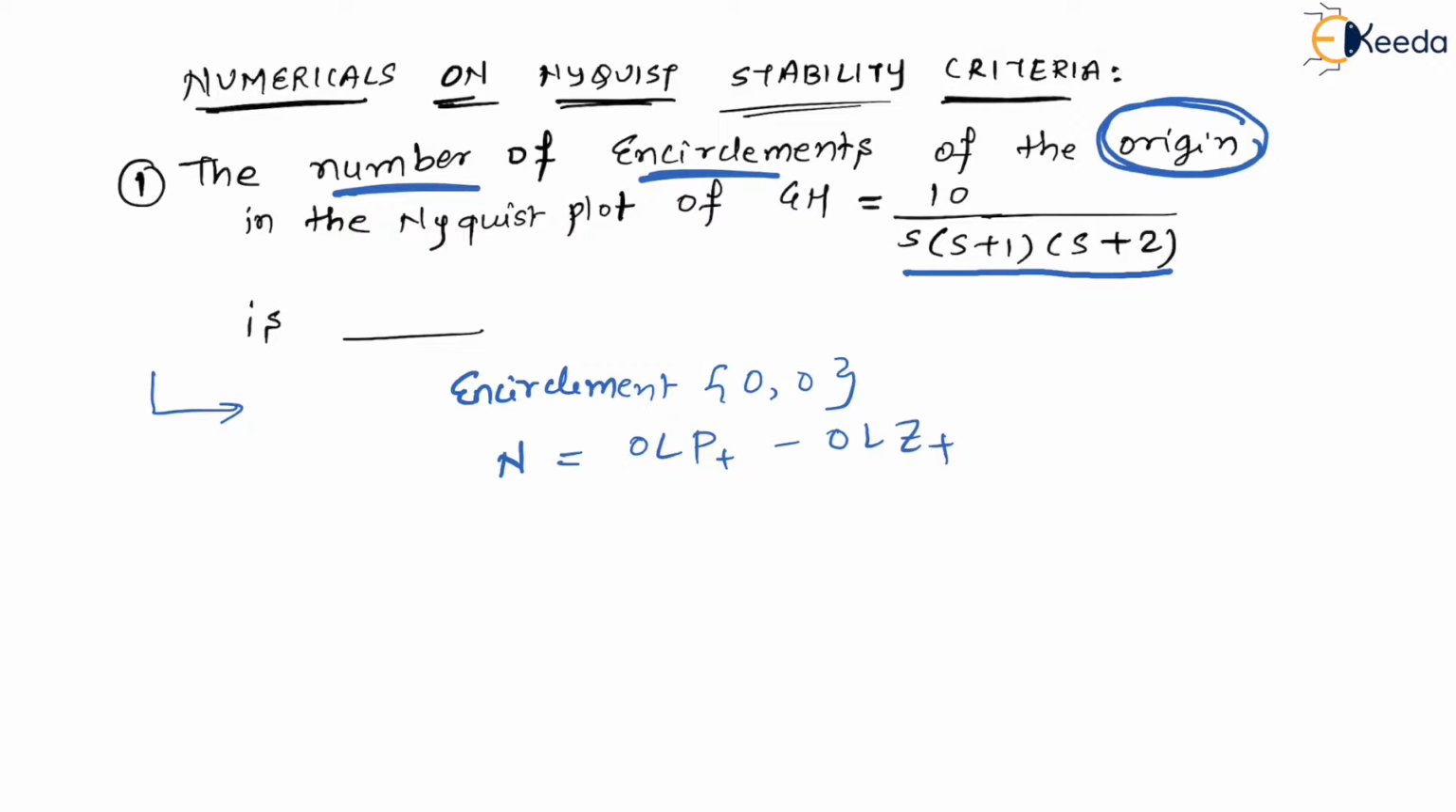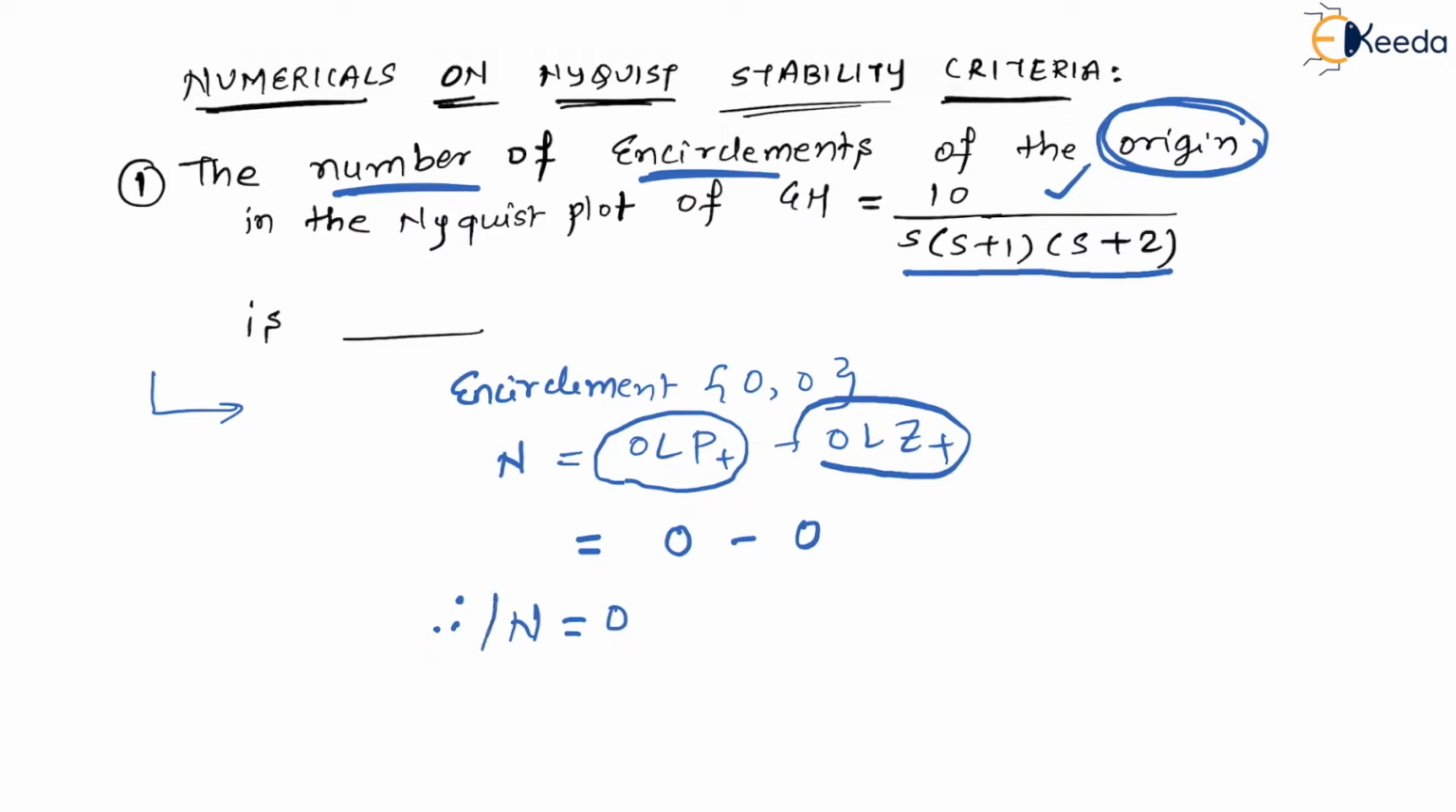What is the meaning of OLP plus? It means open loop poles at the right half of S plane. Are there any poles on the right half of S plane? No. So OLP plus is equal to 0. Are there any zeros on the right half of S plane? No. No zeros, which means it is again going to be 0. So what do you get here? You get encirclements n to be equal to 0. Very simple problem, right?